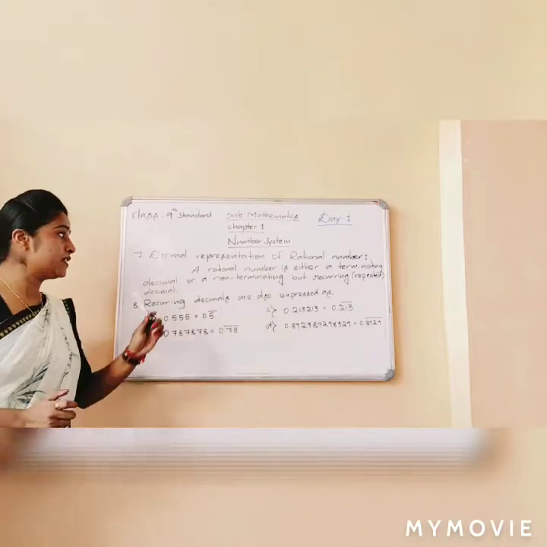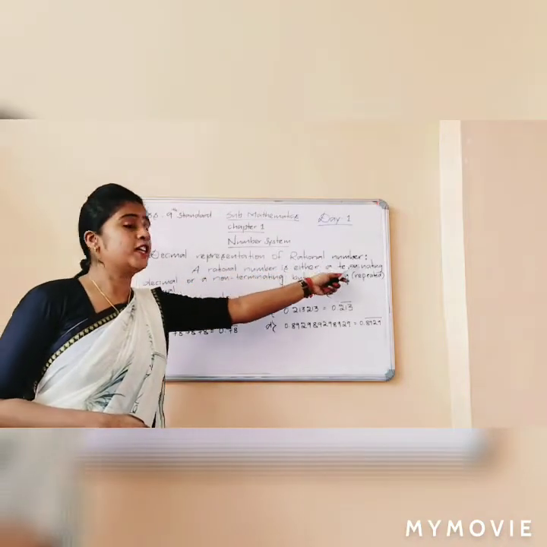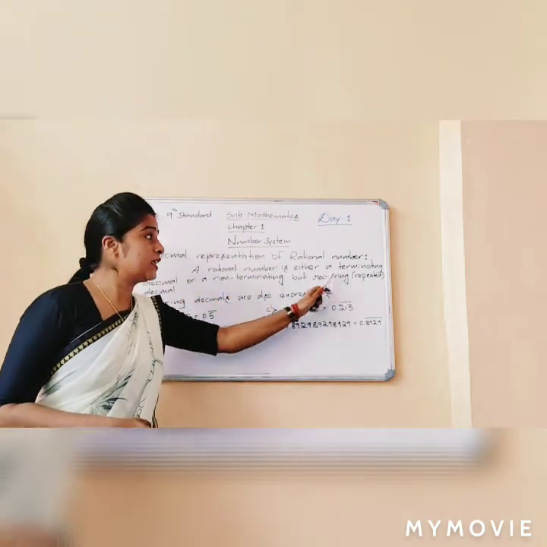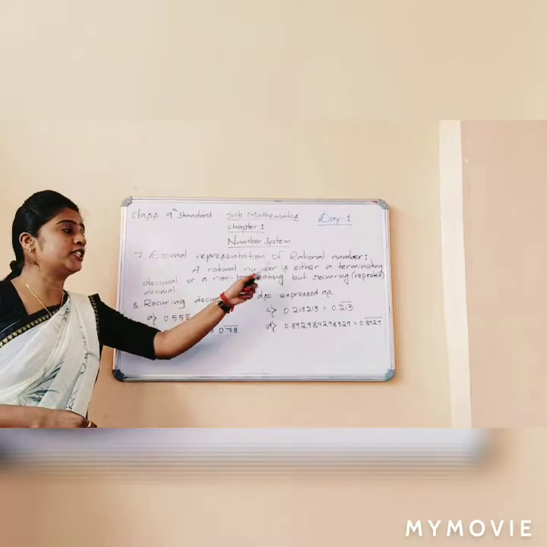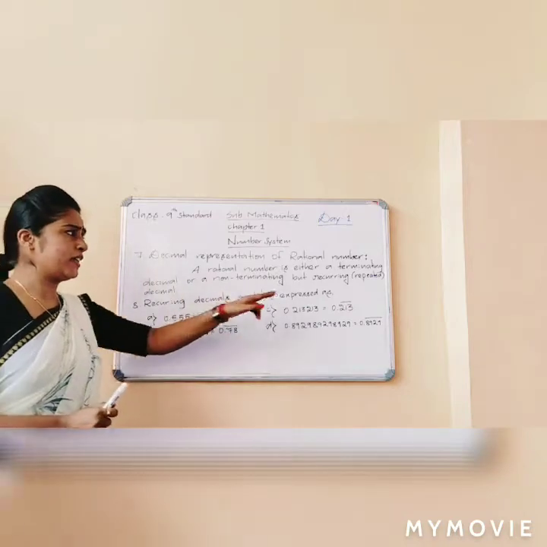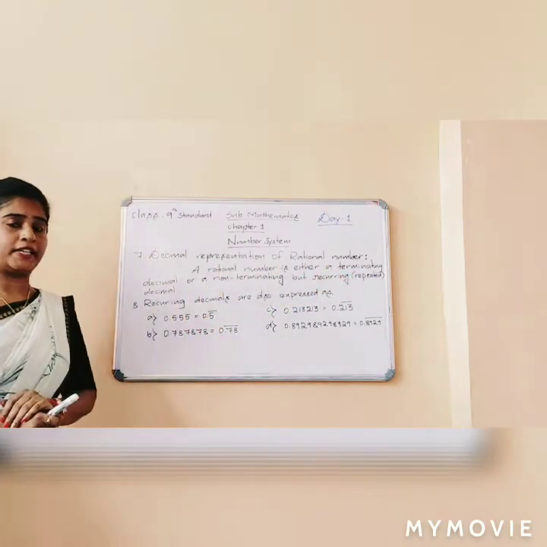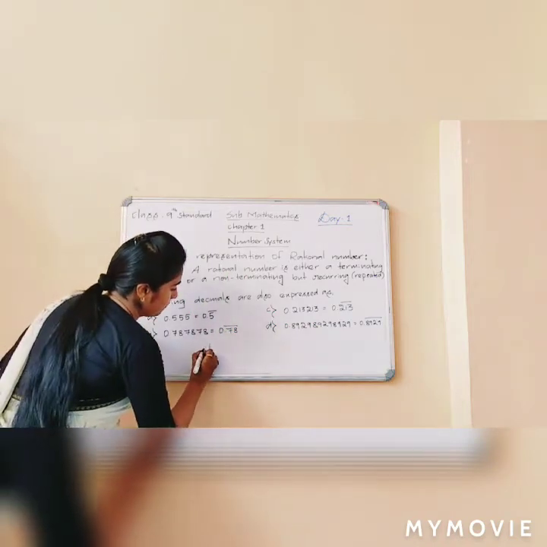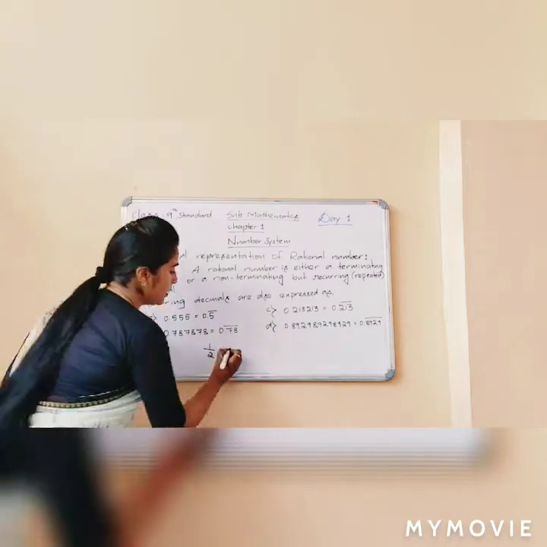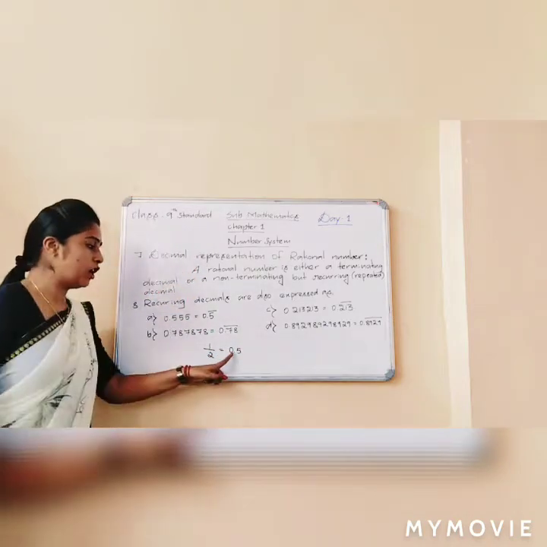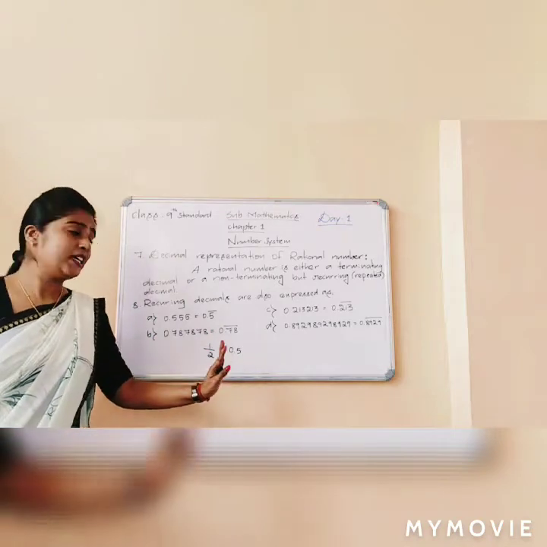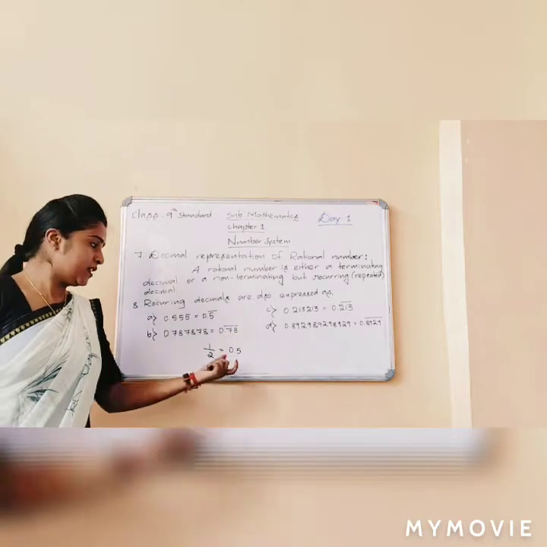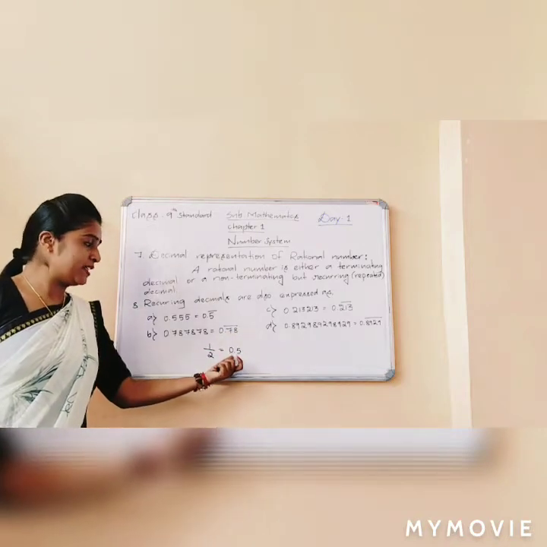The next one is decimal representation of a rational number. Always keep in mind that a rational number is either a terminating decimal or non-terminating but recurring. What is meant by terminating or non-terminating? Suppose you take the example 1 by 2. The value of 1 by 2 is 0.5. If you observe, after the decimal point we do not have any continuation of digits. It is exactly 0.5.